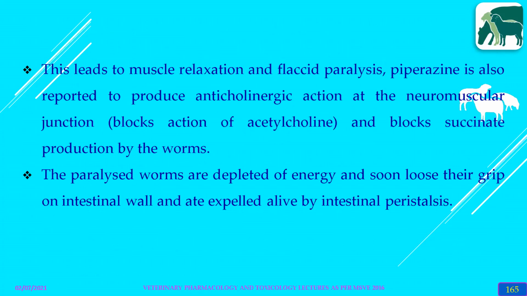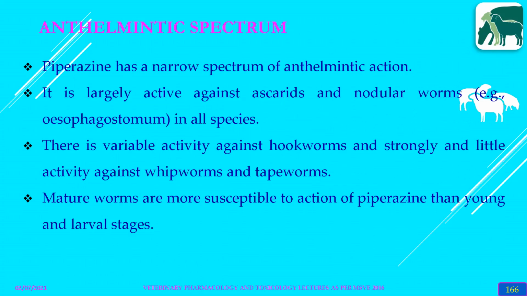So it is producing an anticholinergic action at neuromuscular junctions, and it blocks acetylcholine and blocks succinate production in a few of the worms. The paralyzed worms are depleted of energy and soon lose their grip on the intestine, because they adhere to the intestinal wall with their mouth or sometimes the scolex, and they are going to be expelled by intestinal peristalsis. As they loosen from the intestine, they will be expelled in the feces.